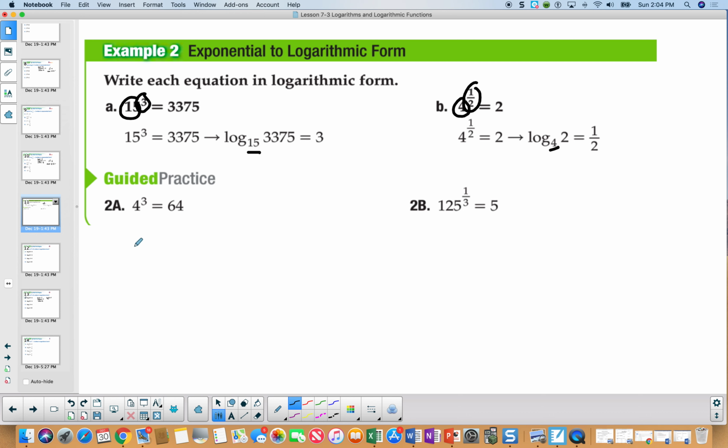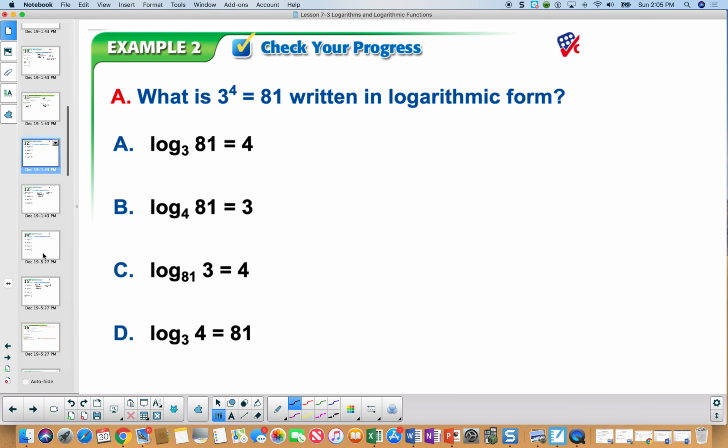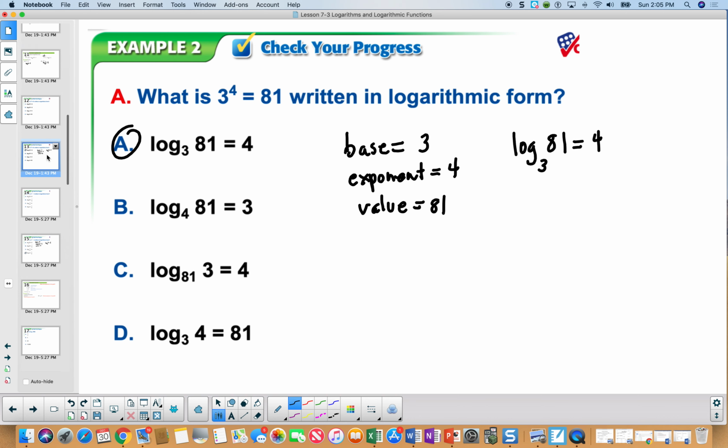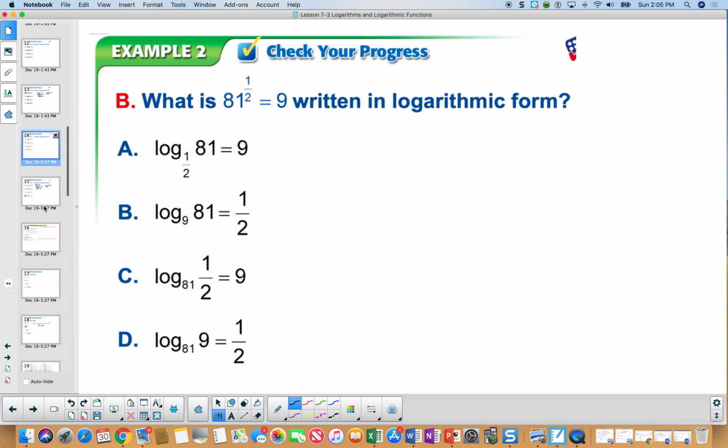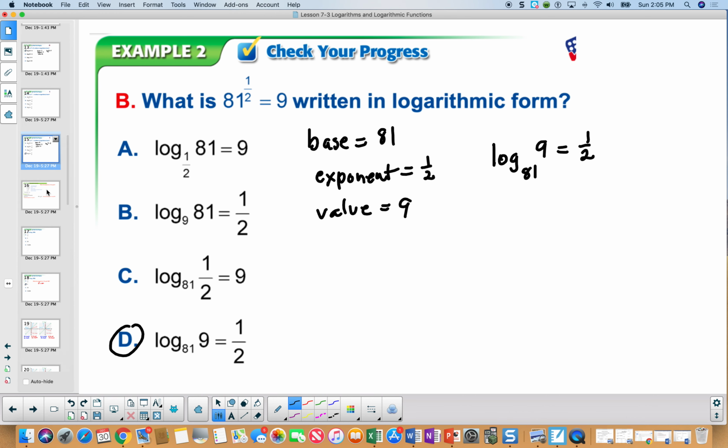So let me show you from scratch. Log, and my base is always the same as the base of the exponent, 64, and 3 is now the exponent is isolated. So this log expression is representing the exponent. Log, and my base is 125 of 5, and then my exponent is 1/3. So this log expression is an expression for the exponent. You try it. Here's the answer. Try it again. And here's the answer.